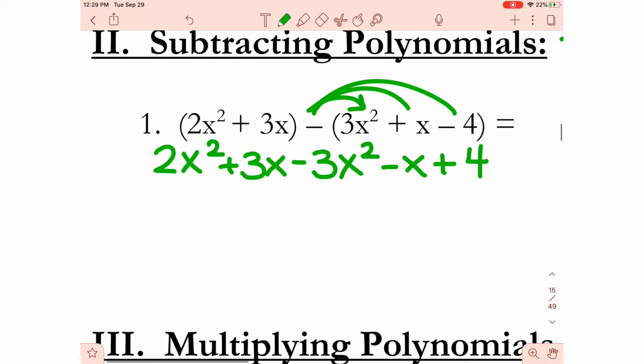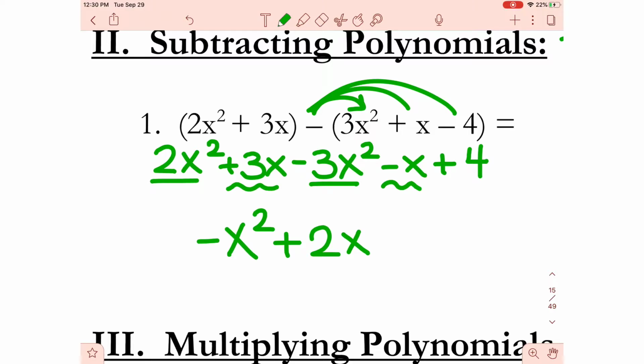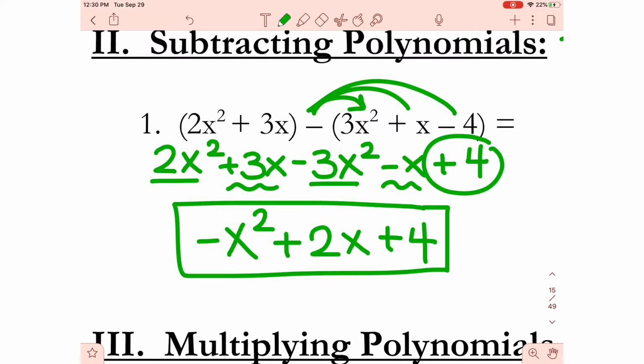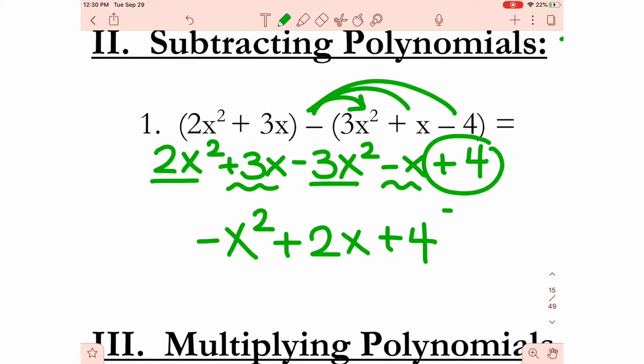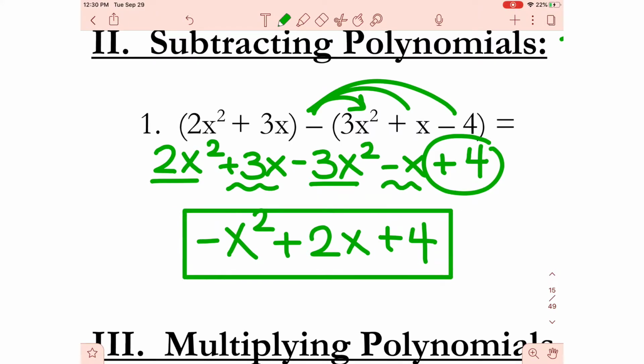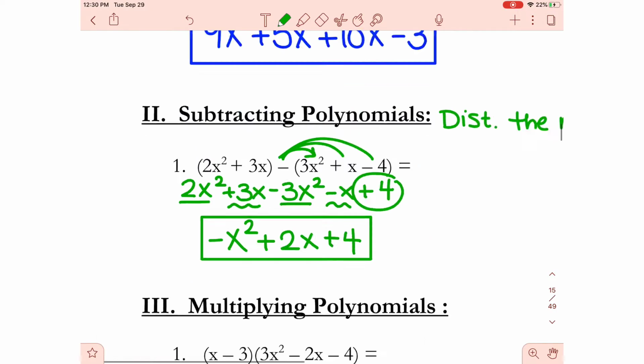And now I combine like terms. So I get a negative 1x squared because the x squareds combine, and then a 3x minus x is 2x, and then plus 4. You don't try to factor anything here. This is just having you subtract. So I'm just distributing a negative and combining like terms.